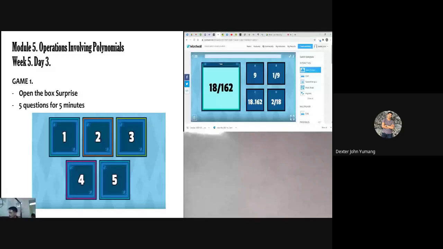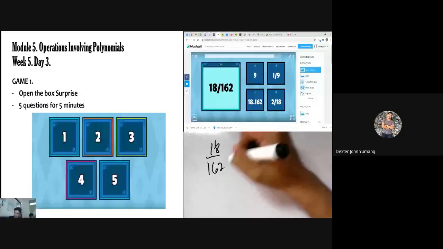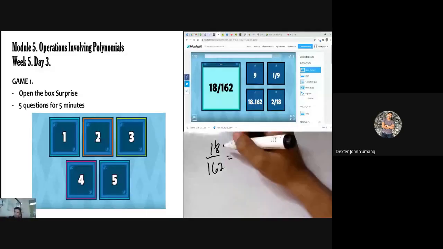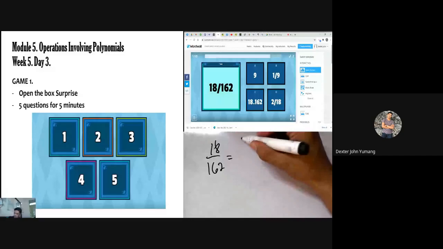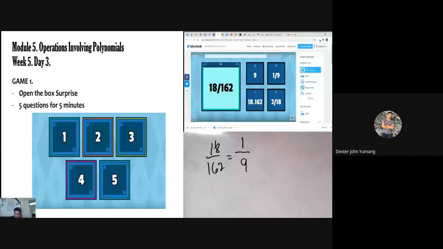We have 18 over 162. So in this case, it's just lowest term. Ilang 18 meron sa 18? Isa po. Ilang 18 meron sa 162? That is 9. So that is 1 over 9. Lowest term lang po tawag nito, or simple division. Okay, next. Tingnan natin yung number 2 naman.